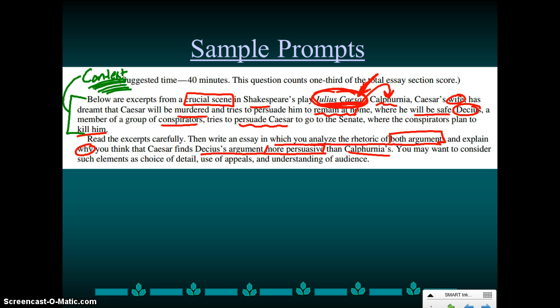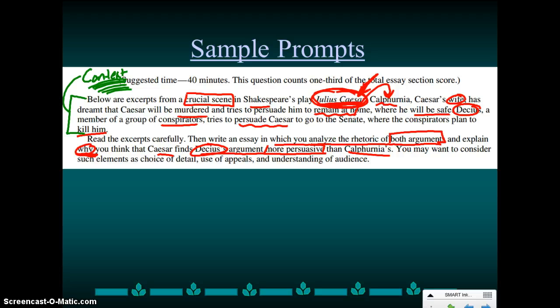And if you remember this play, you know that he goes and gets murdered. Spoiler alert if you fell asleep during 10th grade. But it's telling you here that Caesar did listen to Decius and that he found that more persuasive. So it's telling you this is what the choice was. Now you need to identify why he made that choice. What was effective about Decius's argument?